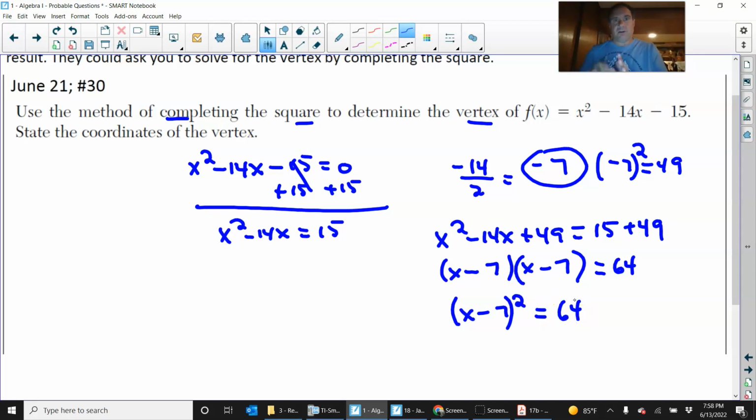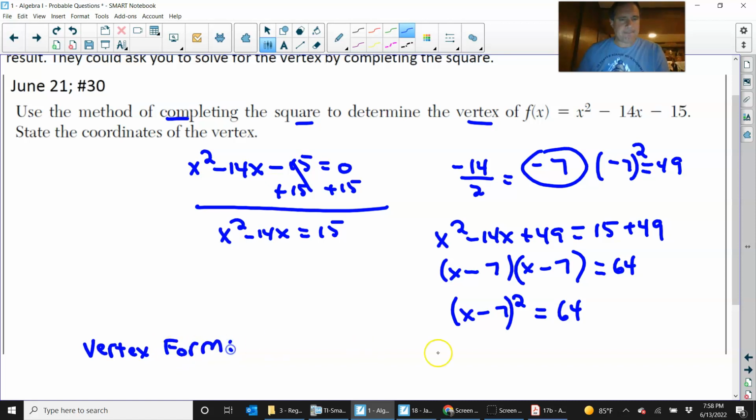We are not going to solve because we're determining the vertex. And the vertex is that amount, like it's either the minimum or the maximum. All right, the highest point or the lowest point. So we're not going to solve it. We're going to get it in vertex form. So for vertex form, we're going to have to subtract the 64 on both sides.